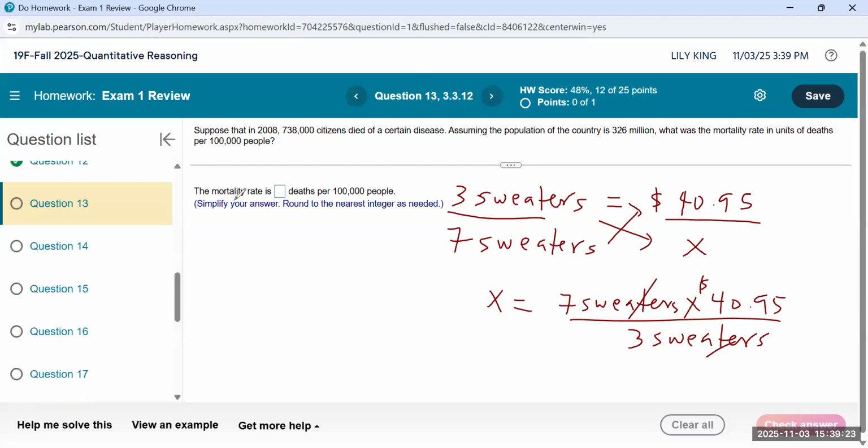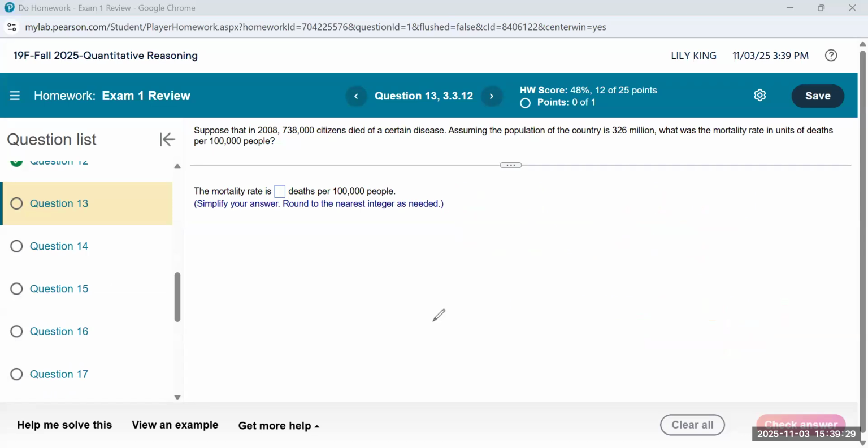Our next problem. We have to find the mortality rate in units of deaths per 100,000 people. To do this, we have to divide the number of citizens that die of a certain disease by the population, and then you scale that value by 100,000.